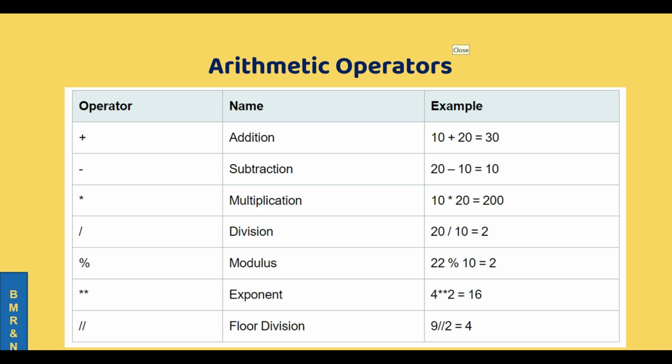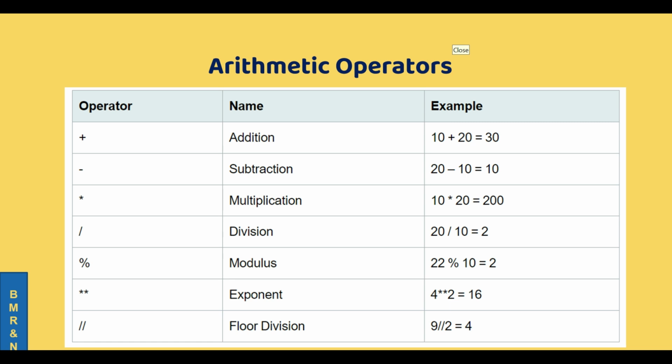Arithmetic operators, as you can see: plus is used for addition, and you can see the example 10 plus 20 is 30. Minus is used for subtraction, 20 minus 10 equals 10. Asterisk sign is used for multiplication, 10 into 20, 200. Forward slash is used for division, 20 by 10, the answer is 2. Percentage sign is used for modulus, 22 modulus 10, the answer is 2.